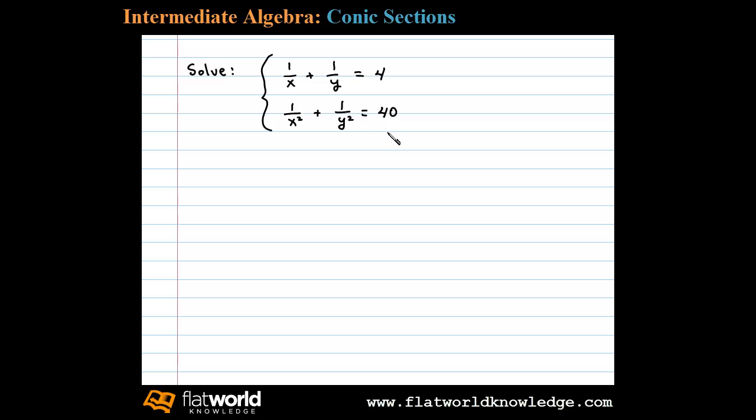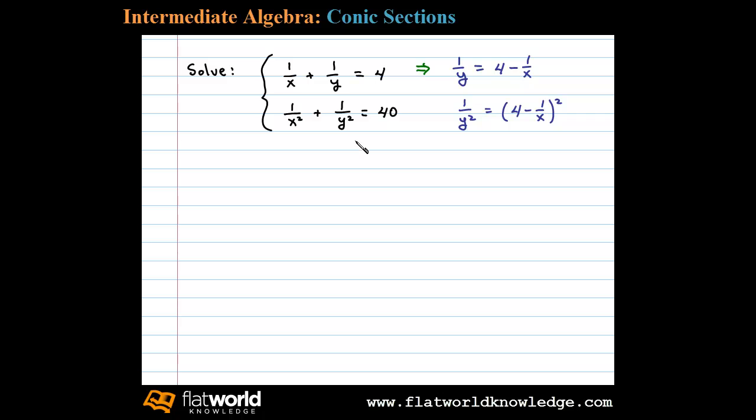Here we're asked to solve a nonlinear system. And so to do that, we'll use the substitution method. Now in the first equation, I can isolate 1 over y by subtracting 1 over x on both sides. And that'll leave us with 1 over y equals 4 minus 1 over x. Now if I square both sides, I'll have 1 over y squared equals 4 minus 1 over x, that quantity squared.